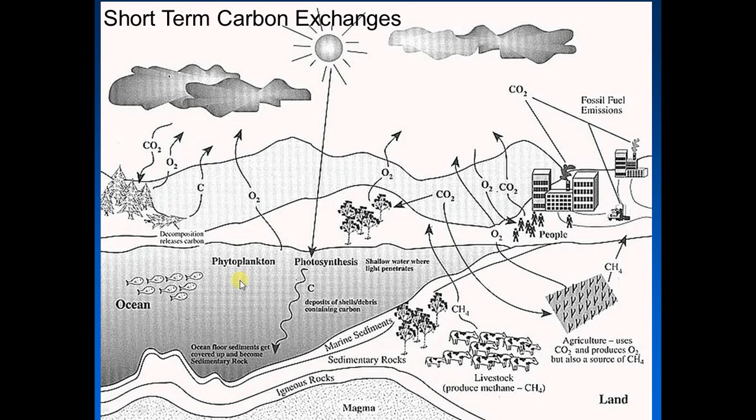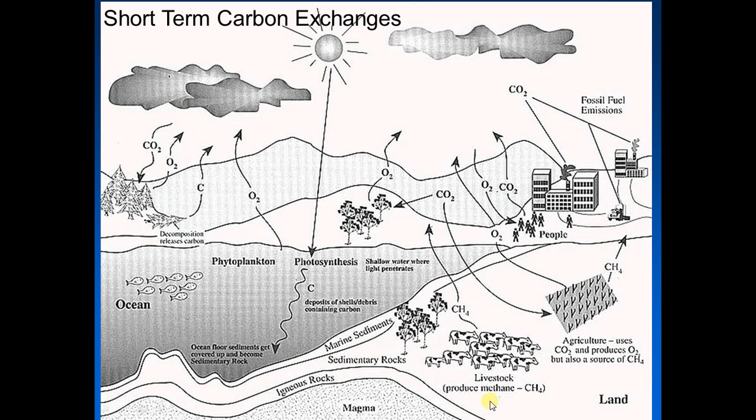Again, phytoplankton can take in carbon dioxide during photosynthesis. There's a region of the ocean, the upper part, where the water is shallow enough where light can penetrate. You know how you go deeper in the ocean, it gets darker, right? Fish swim in the oceans. We know that. Carbon can then make its way from the upper ocean to the bottom of the ocean, and the ocean floor sediments can get covered up and become sedimentary rocks. And then over time move from below the ocean to below land.